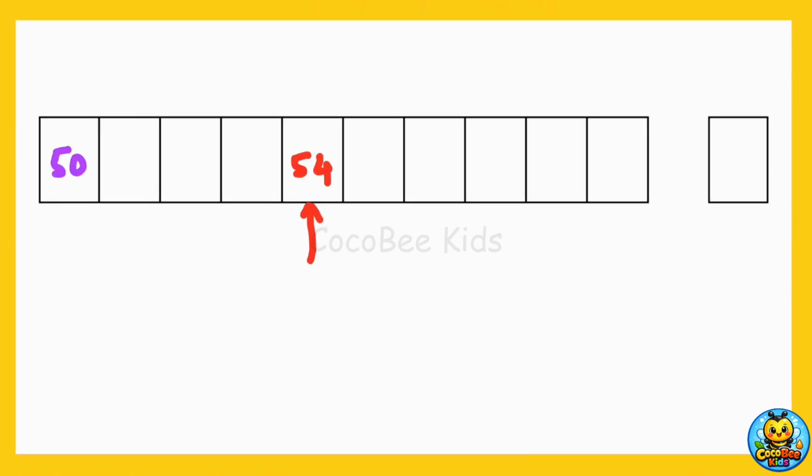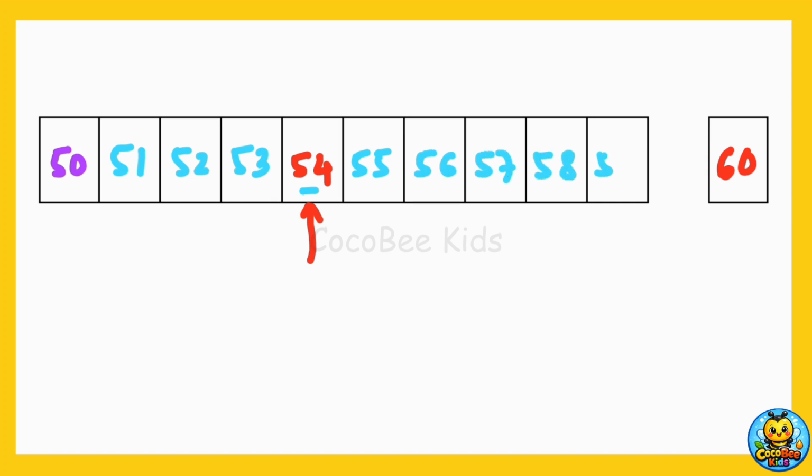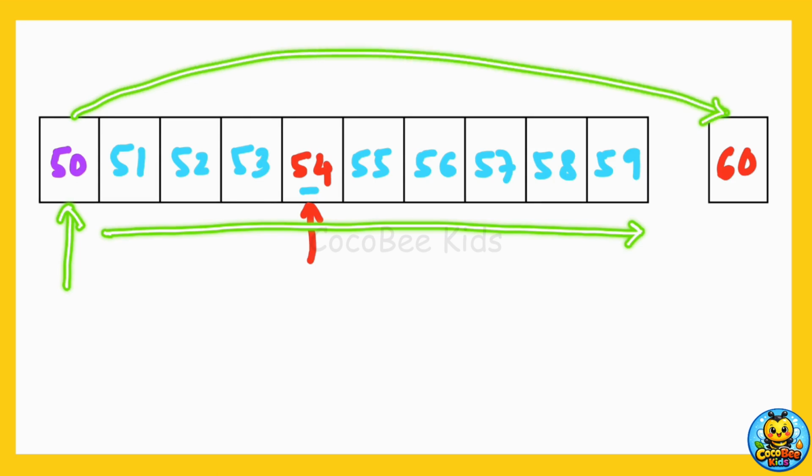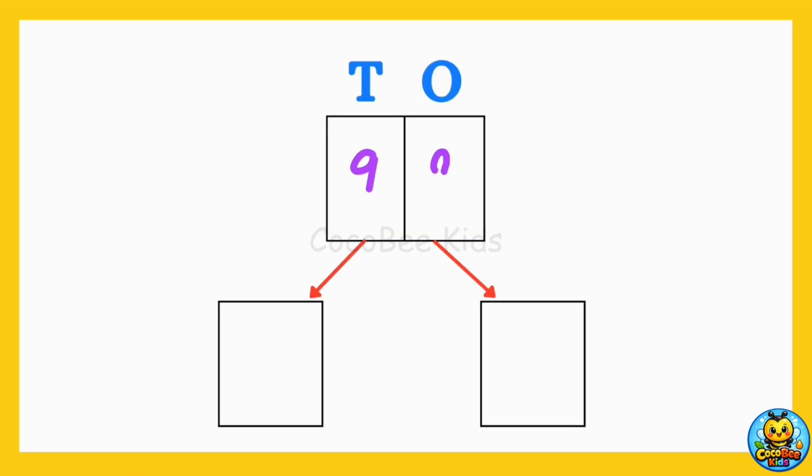Now tell me, where exactly does 54 lie? It lies between 50 and 60. Can you tell me some other numbers that belong to the 50s family? We have 51, 52, 53, 54, 55, 56, 57, 58 and 59. So all the numbers starting from 51 to 59 belong to the 50s family and they lie between 50 and 60. Next number is 98.